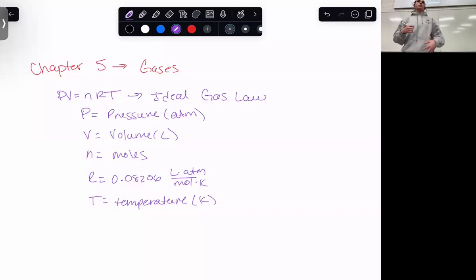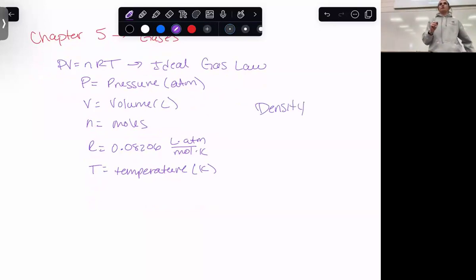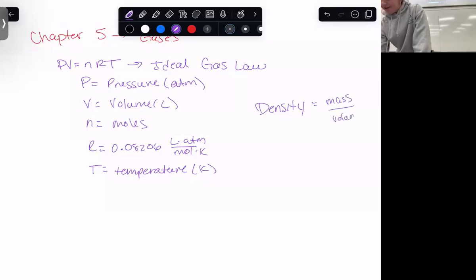Okay, what other equations or things do we think about when we talk about gases? Yep, we can have density. That kind of goes into play with the ideal gas law. What's your formula for density? Mass over volume. Okay, it's going to be mass over volume.